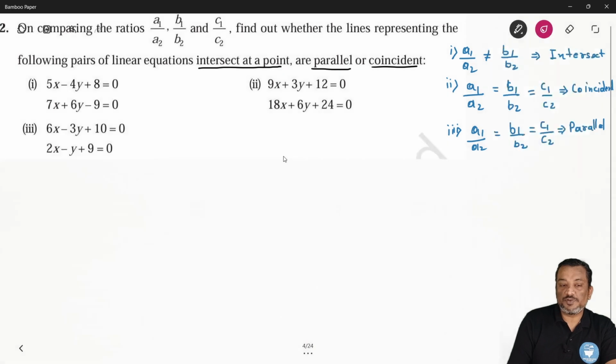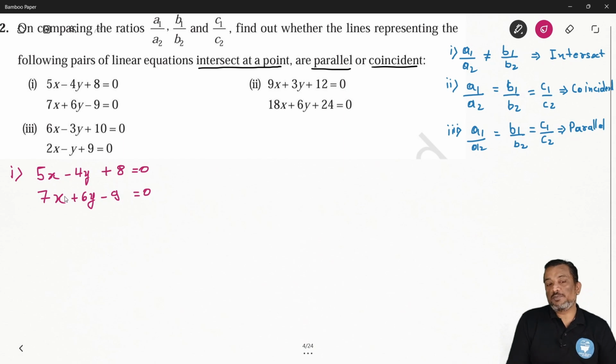So let me come to the first question. So what is our first question? Okay, the first question is we have 5x minus 4y plus 8 is equal to 0. Second equation is 7x plus 6y minus 9 is equal to 0.